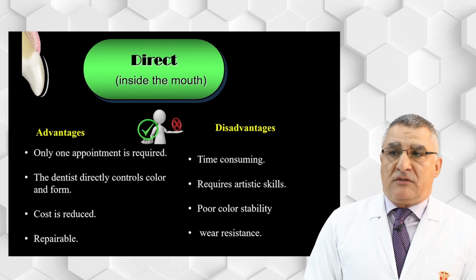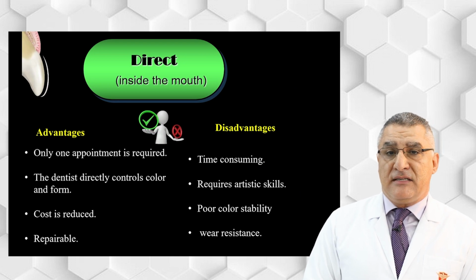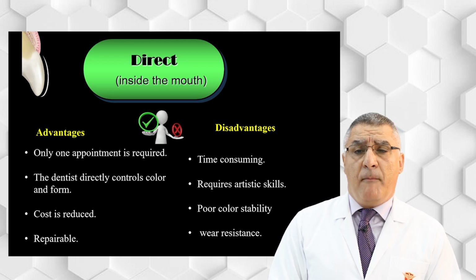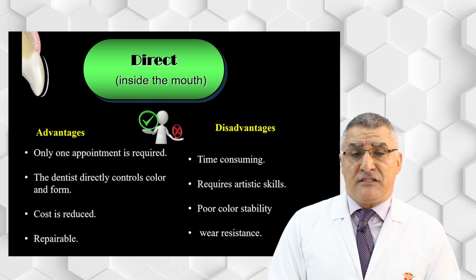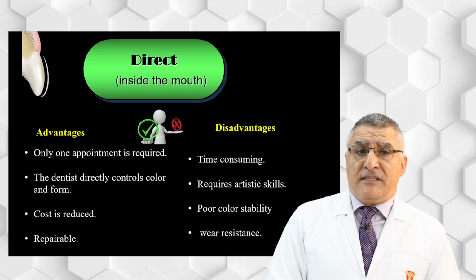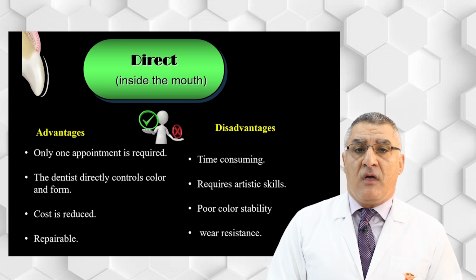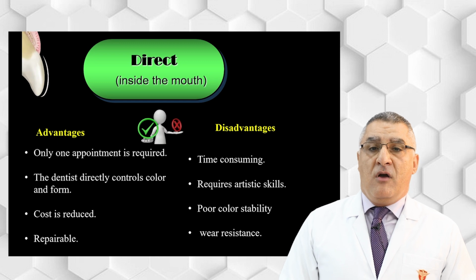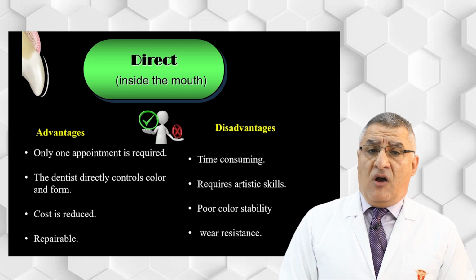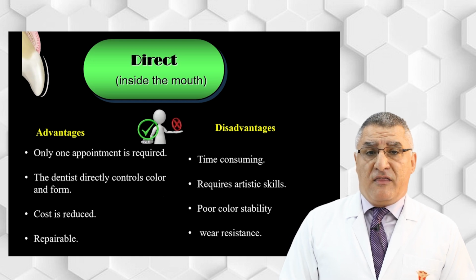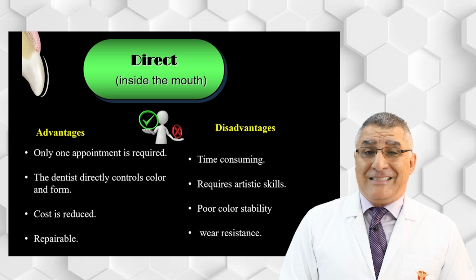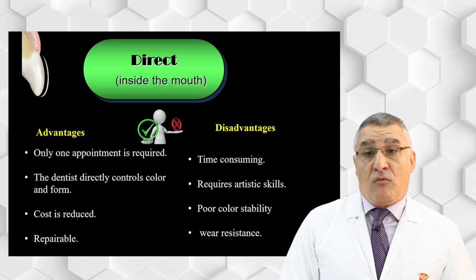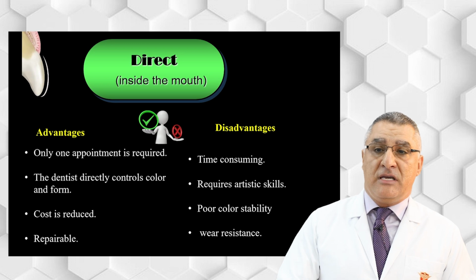When we compare the direct with the indirect veneers, we can see that the composite veneer has many advantages. The most important advantage is that it is one appointment. It means that the dentist can finish the restoration in one visit. Also, the dentist controls all of the color and form, so the dentist does all of the work. There is no technician. The dentist controls the shade, the form, everything. Also, the direct is cheaper than the indirect or ceramic veneers, and most importantly, it is repairable. When a part of the direct or composite veneer fractures, it can be easily repaired. Compared to the expensive ceramic, which cannot be repaired, it has to be replaced.